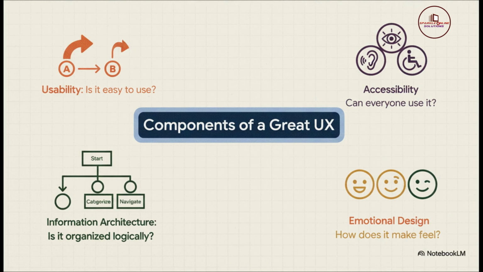So what separates a good UX from a bad one? It really comes down to a few key things. Usability. Is it actually easy to figure out? Accessibility. Can everyone use it, regardless of ability? Information architecture. Is everything organized in a logical way that just makes sense? And a really important one, emotional design. How does using this product actually make you feel?